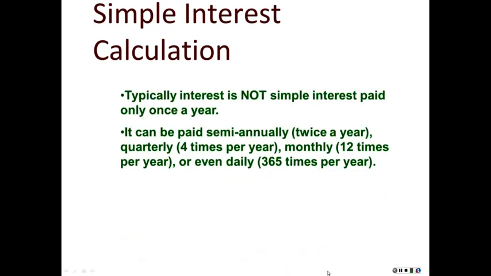Okay, simple interest calculation. Now typically, interest is not simple interest paid only once a year. You can pay your interest semi-annually, which means twice a year. You can pay it 4 times a year, which is quarterly. You can pay it monthly, which is 12 times a year, each month. Or you can do it daily, which is 365 times a year. Usually, if it's a daily interest, you're going to put yourself into the compound interest category. But it can also be paid daily.